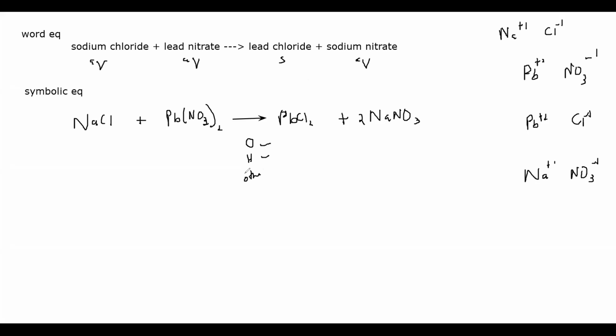There is no hydrogen, so the other elements are up to you. If I take 2 sodium here, I will put 2, so sodium is also balanced. This equation is balanced in terms of oxygen, sodium, chlorine, and lead. Then we write the state symbols: sodium chloride is aqueous, lead nitrate is aqueous, lead chloride is solid, and sodium nitrate is aqueous.